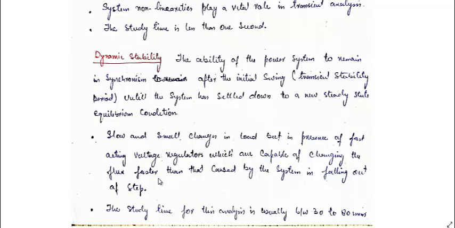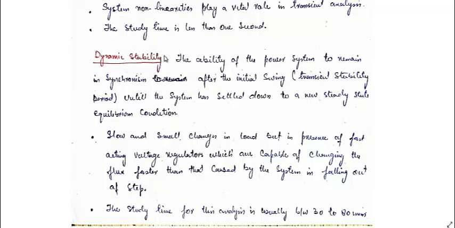Dynamic stability is the ability of the power system to remain in synchronism or to be stable after the initial swing, after the transient stability period is over, until the system has settled down to a new steady state equilibrium condition. So dynamic stability actually refers to the time domain after the transient stability period is over.